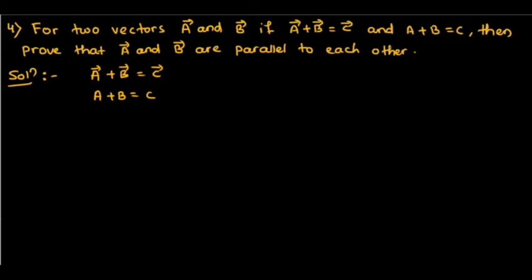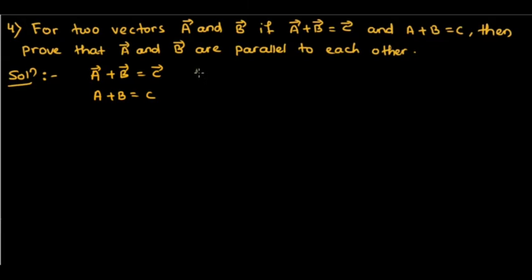So mathematically, how do we prove that a vector and b vector are parallel to each other? If I can prove that the angle between the two vectors a and b is 0 degree, then we can say that they are parallel to each other. So let's solve this question.